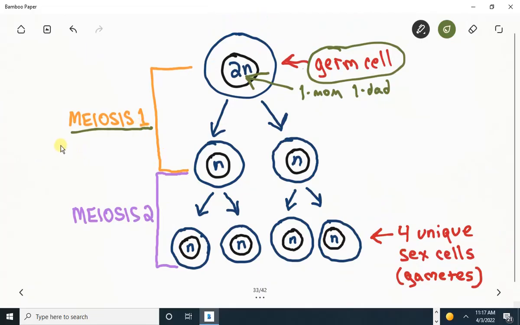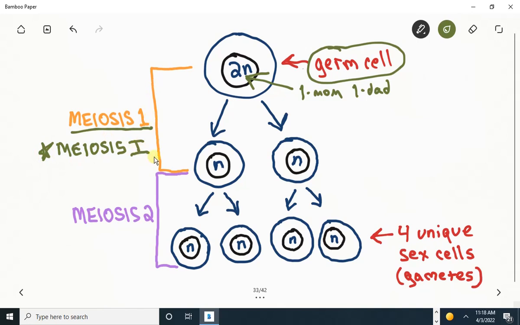I wrote a regular number 1 here, but usually it's written in Roman numerals so you can tell the difference. So it would be meiosis and then a capital I afterwards, which is just a Roman numeral for 1. So this is how it's actually written.